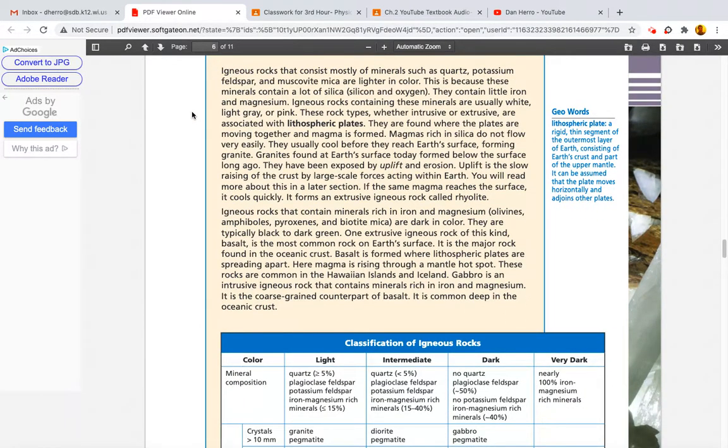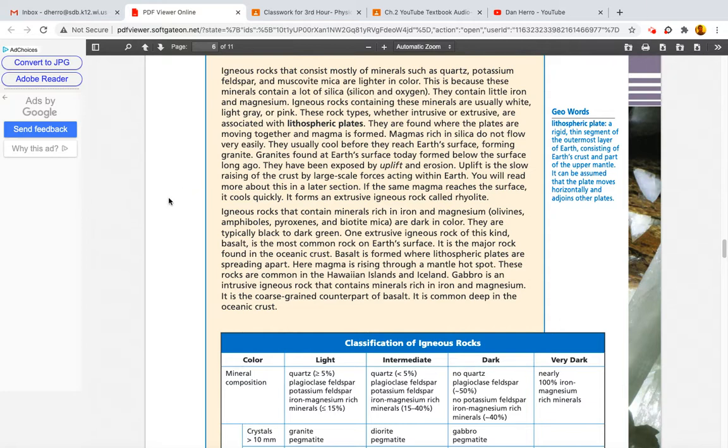Igneous rocks that consist mostly of minerals such as quartz, potassium feldspar, and muscovite mica are lighter in color. This is because these minerals contain a lot of silica, silicon and oxygen. They contain little iron and magnesium. Igneous rocks containing these minerals are usually white, light gray, or pink. These rock types, whether intrusive or extrusive, are associated with lithospheric plates. They are found where the plates are moving together and magma is formed.